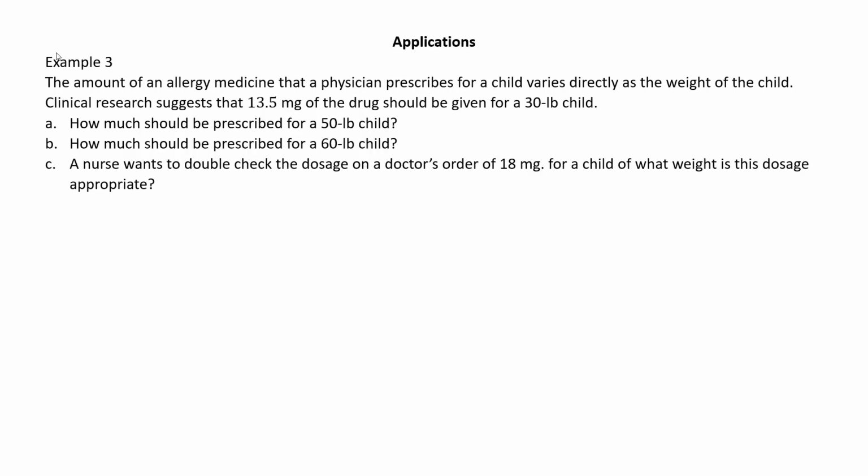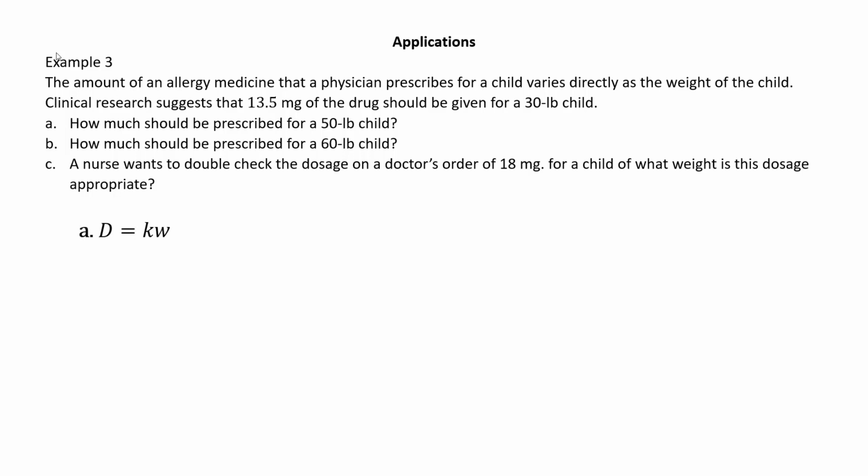So, example 3, the amount of an allergy medicine that a physician prescribes for a child varies directly as the weight of the child. Clinical research suggests that 13.5 milligrams of the drug should be given for a 30-pound child. So, A, how much should be prescribed for a 50-pound child? Well, the first thing we need to do is figure out what K is.